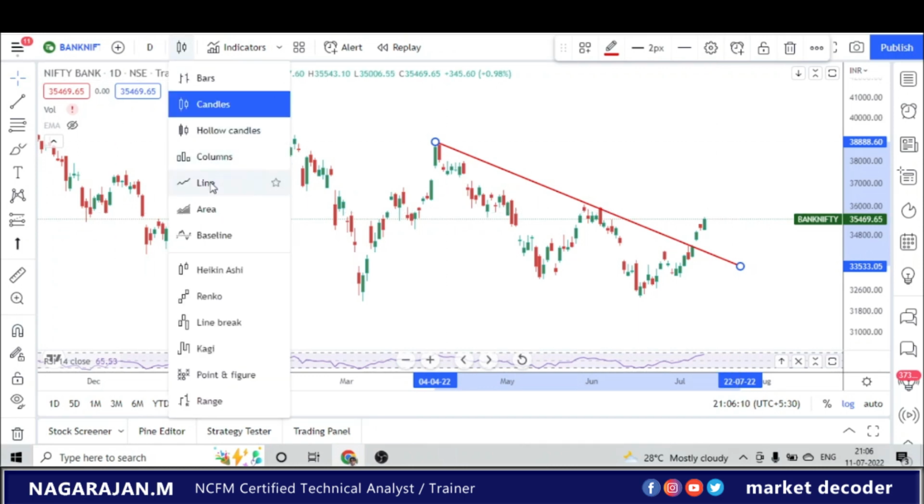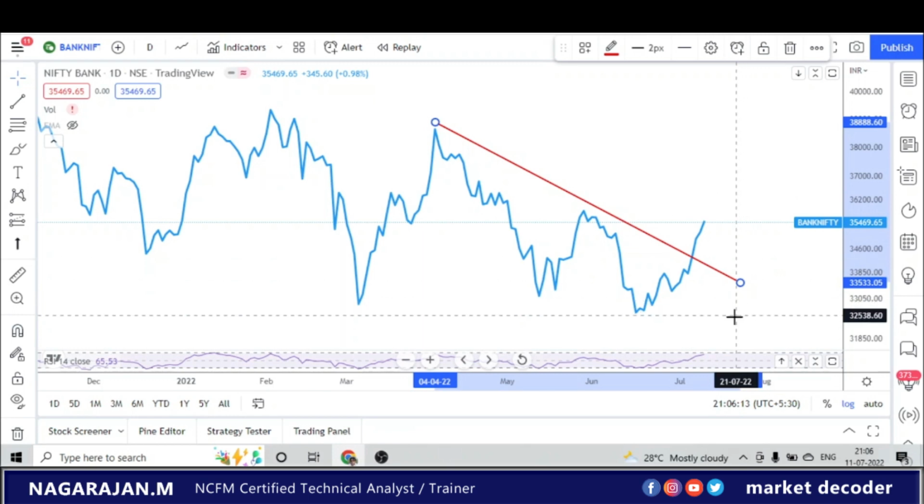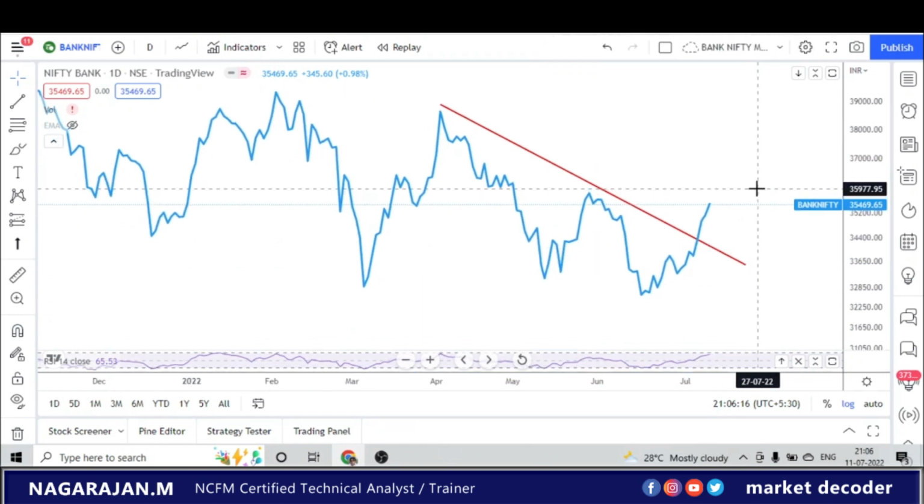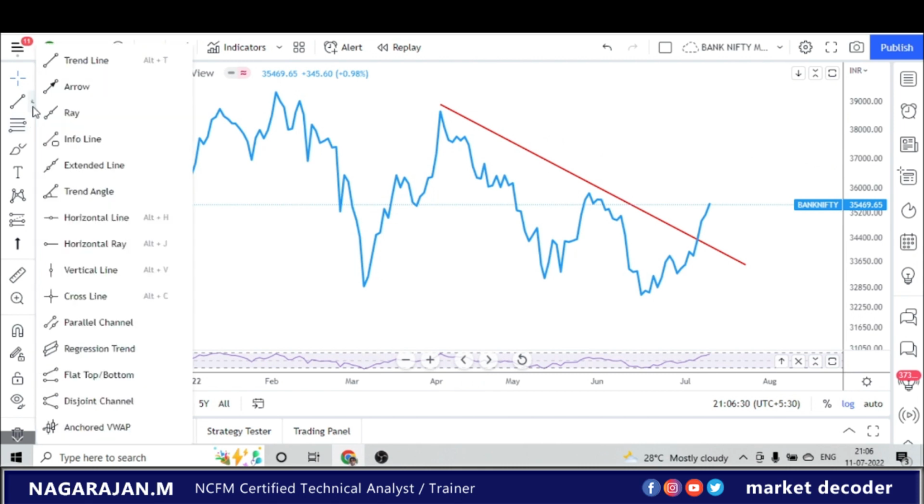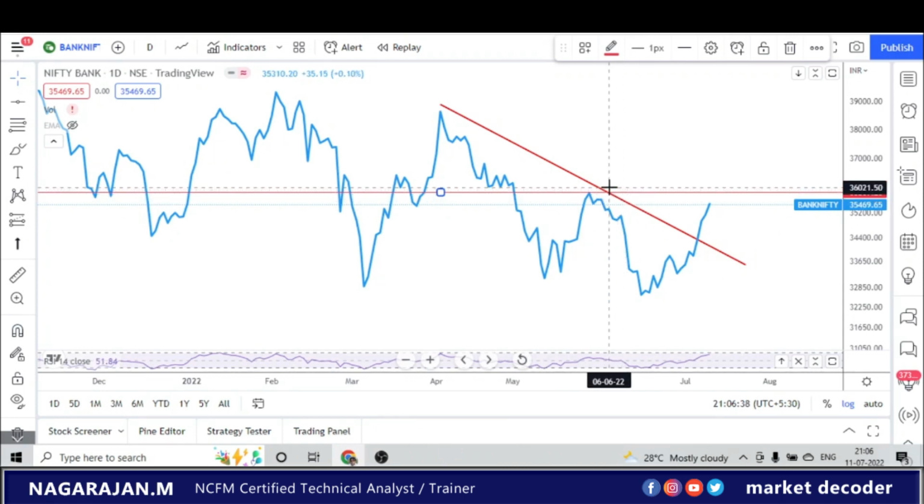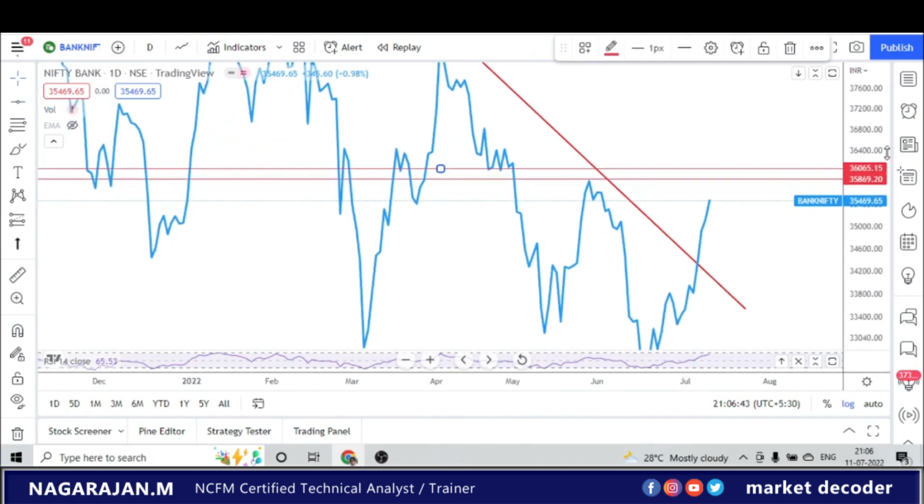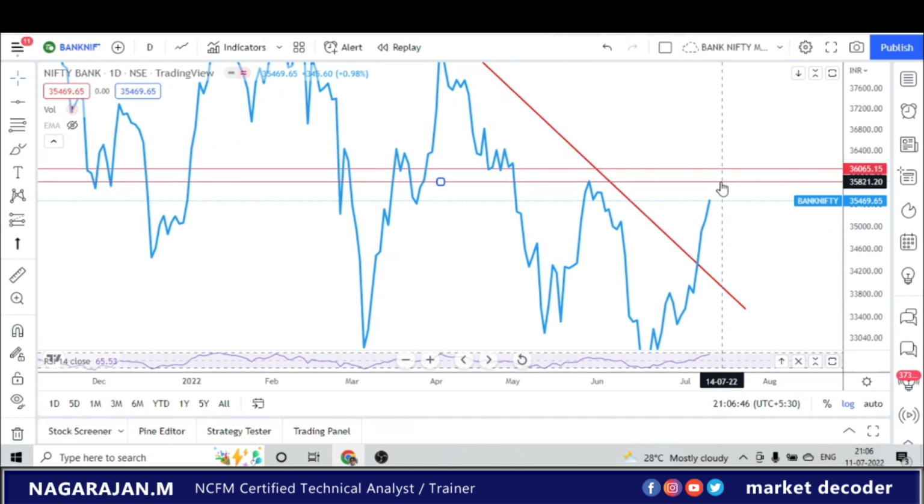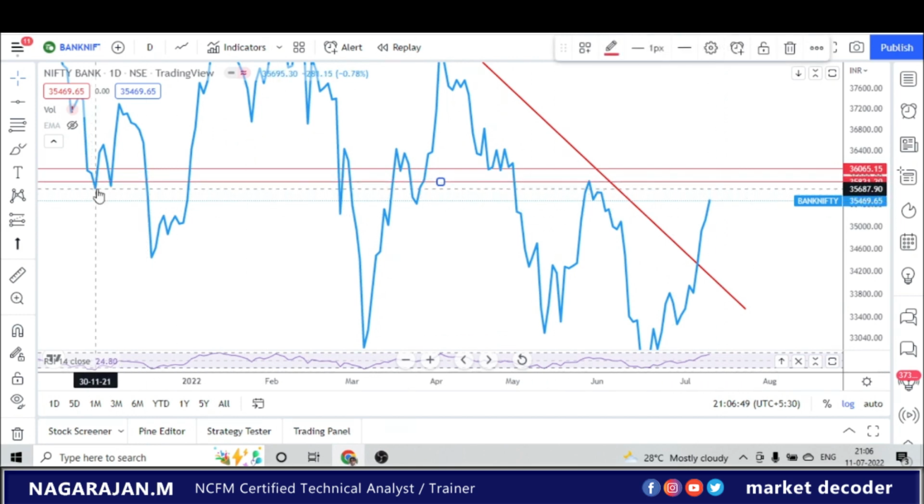We'll go to the line chart and see what the resistance and support levels are. This level will act as a huge resistance, because after reaching it, Bank Nifty fell almost 2,000 points. So this level will definitely act as a resistance for the current rally. We'll plot a resistance here, and again here we have another resistance. These levels will definitely act as a good resistance, and here also we have a resistance.